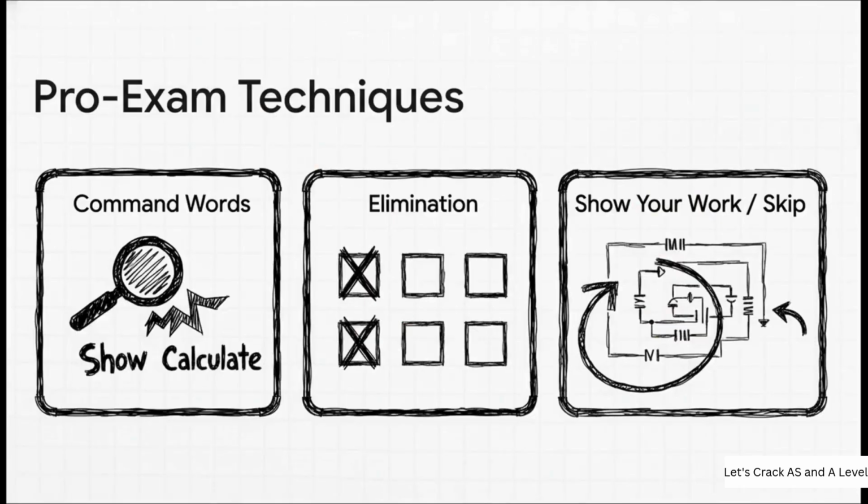So here are your pro techniques. First, if you see a circuit diagram that looks like a total nightmare, do not get bogged down. Circle it, skip it, and come back to it at the end. Second, use elimination. Before you even start calculating, look at the answers. Are the units wrong? Is a power of 10 obviously out of place? Get rid of it. And finally, pay super close attention to the command words. Calculate just wants the final number. Show means you have to write down every logical step. And explain means you have to write a sentence using physics principles.